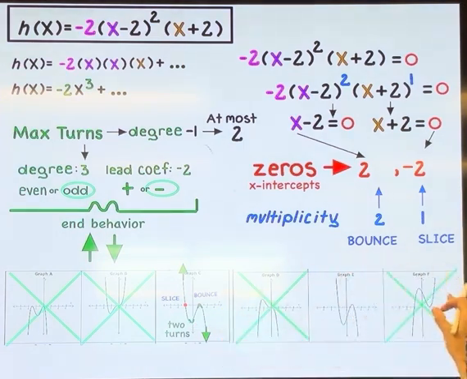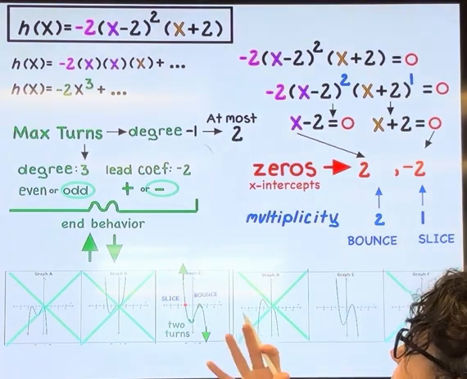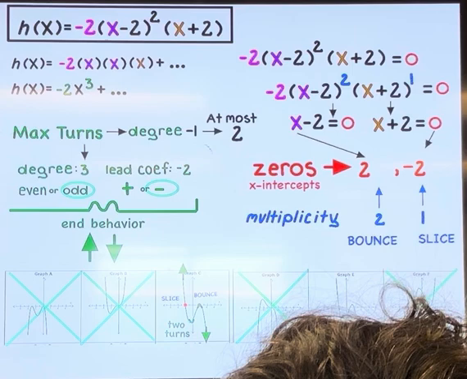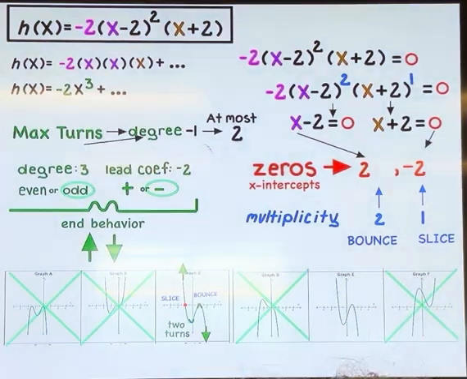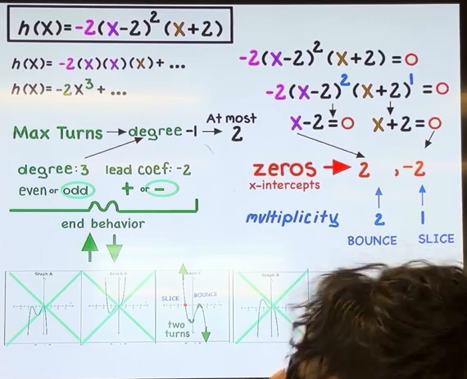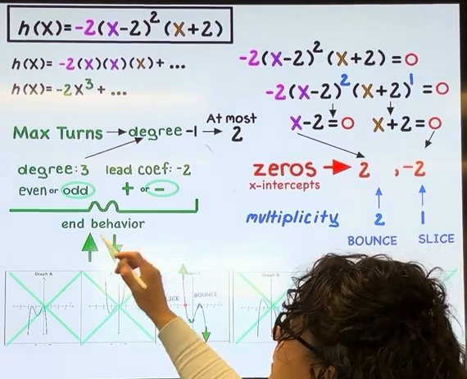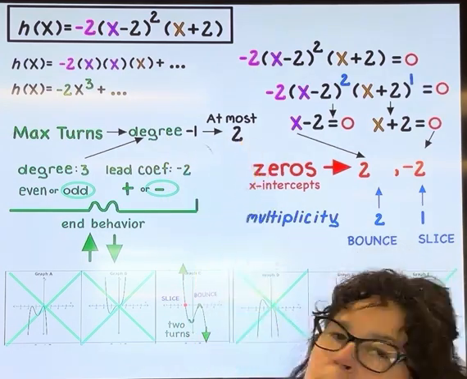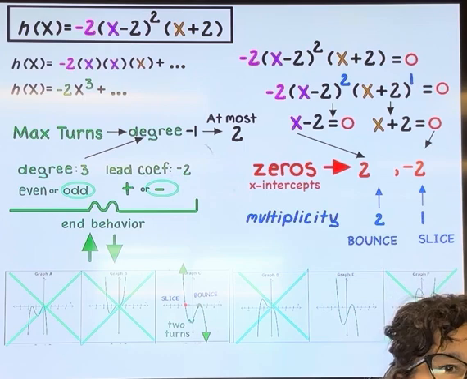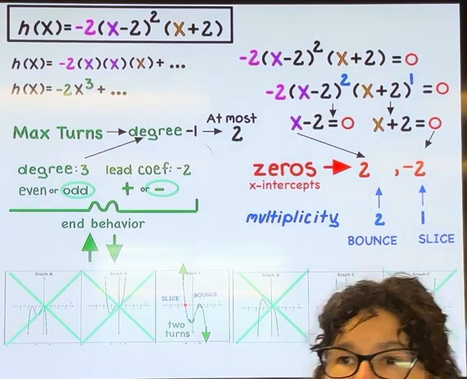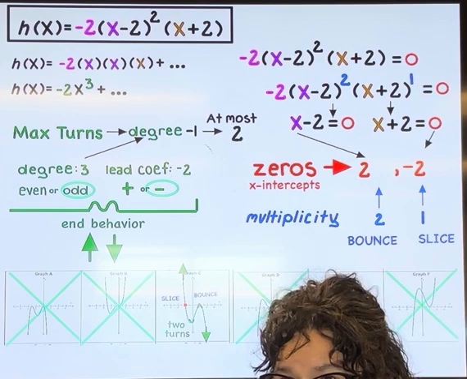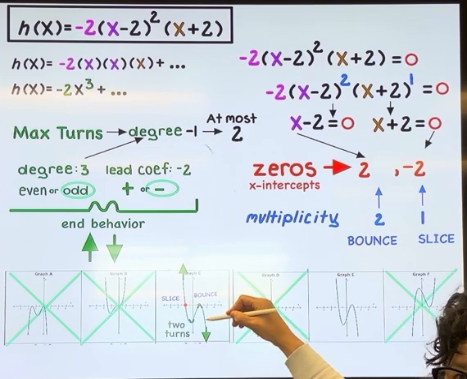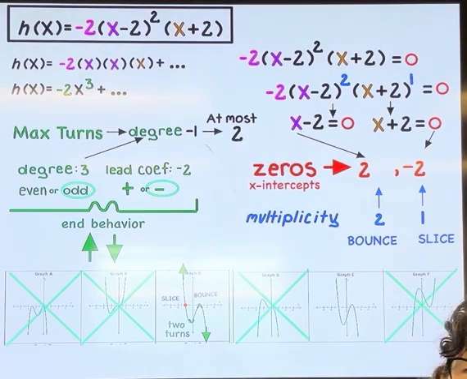Further pieces that I could use to eliminate graphs: the maximum number of turns that a graph can have is the degree of the polynomial, which was 3, minus 1. So the maximum number of turns is 2. Doesn't mean for sure you have 2, but you have at most 2. And notice this particular one has 1 turn, 2 turns, and we have the maximum number of turns, so that works out as well.